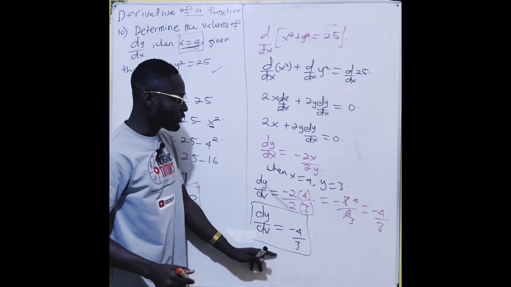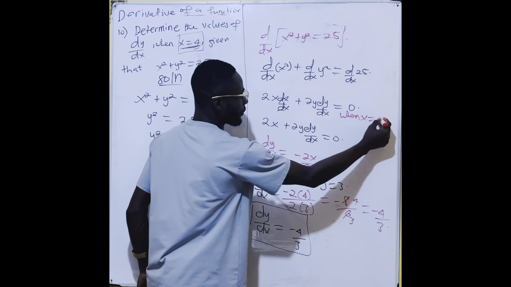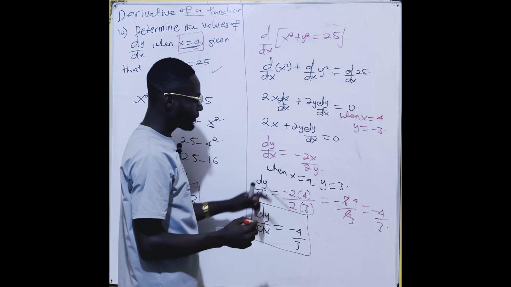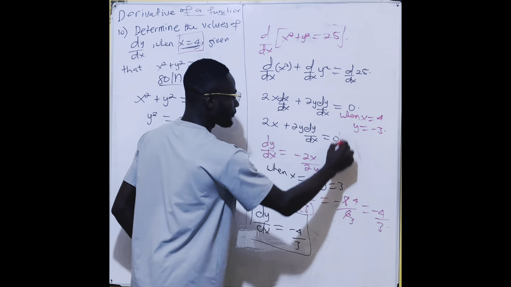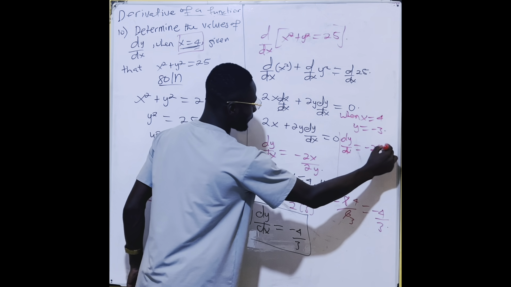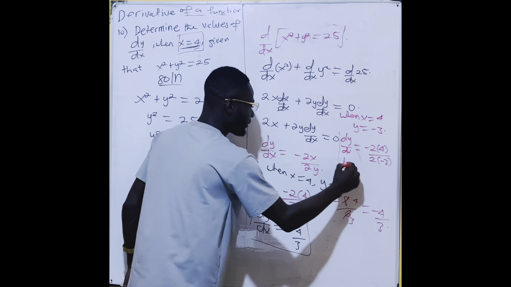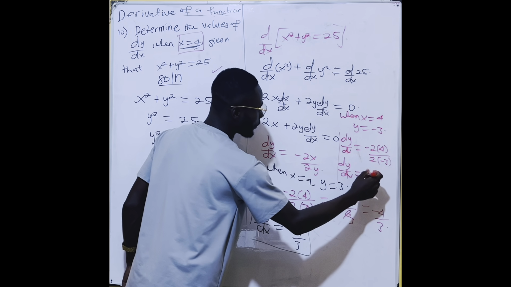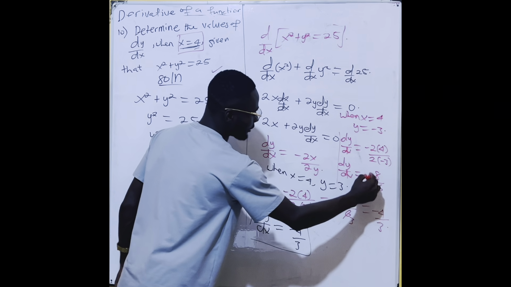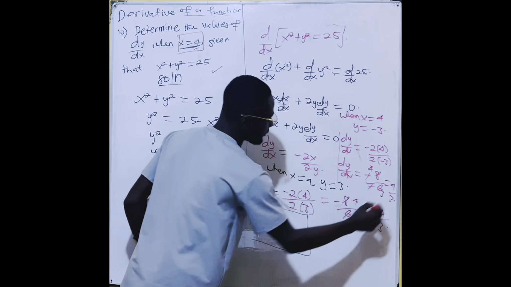Now we are going to consider when x equals 4 and y equals negative 3. So we are going to substitute here. Then we have dy/dx equals negative 2 times 4 over 2 times negative 3. So we have dy/dx equal to negative 8 over negative 6. This cancels this, and this cancels this, and then we have 4 over 3.